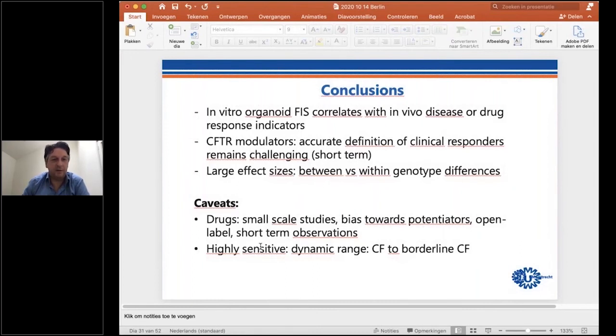There are some caveats here. The drugs we used were still relatively small-scale studies, biased towards potentiators and so on. Also, the organoid measurement is pretty sensitive. So you have a dynamic range between CF and borderline CF, but it's very difficult to correlate or to look at responses as a percentage of wild type, for instance.